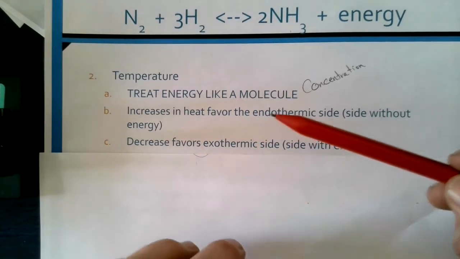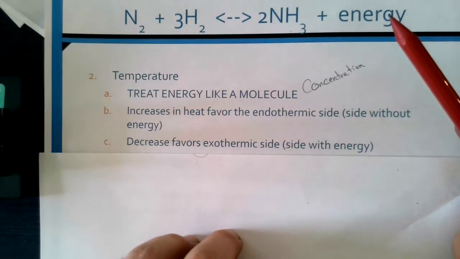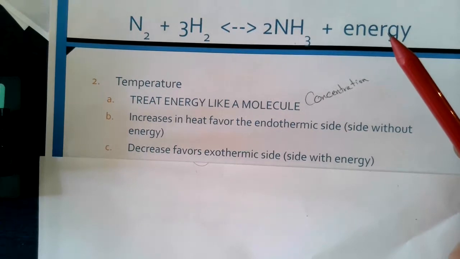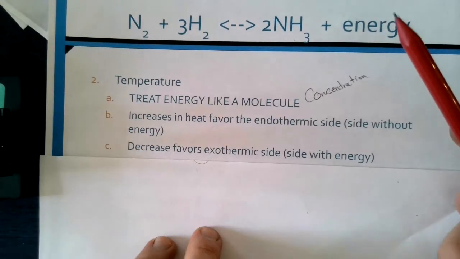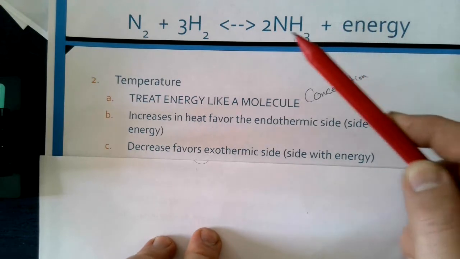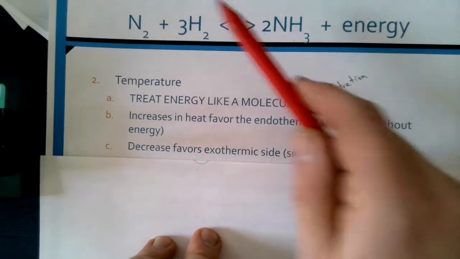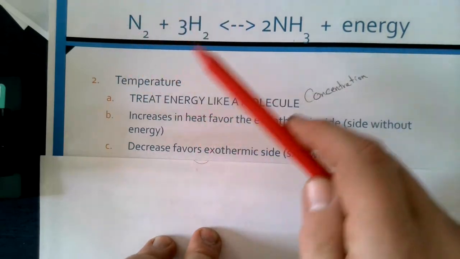So thinking about it from here, if I increase heat, energy is right here. If I increase the heat, I'm going to have more energy. More energy in the system is going to break more of these molecules apart. And thus, more reactants are created.